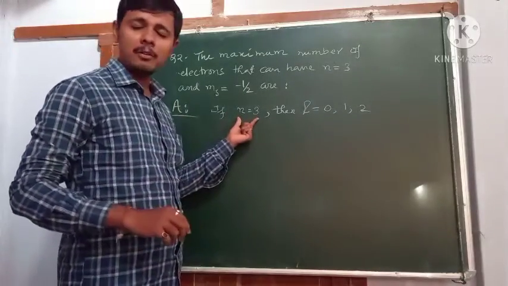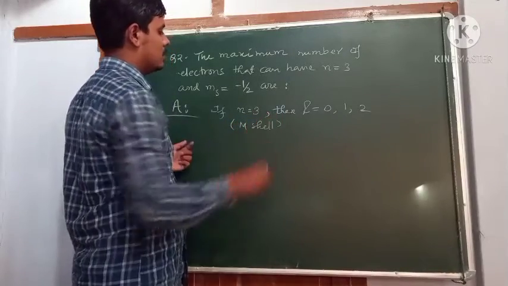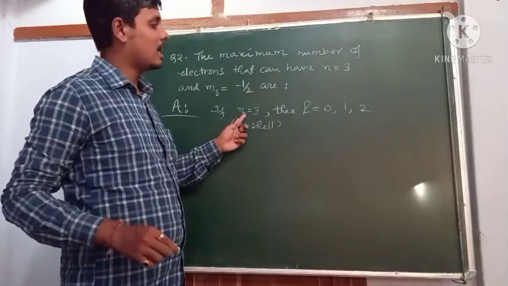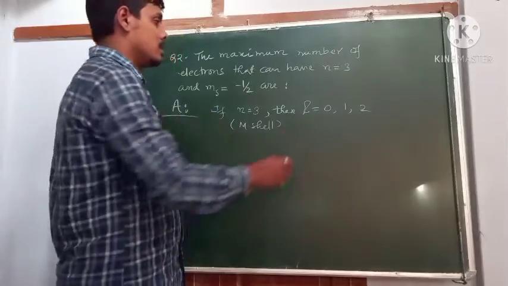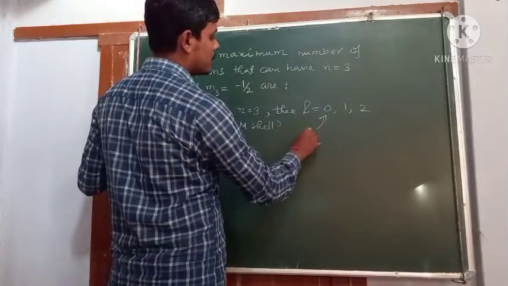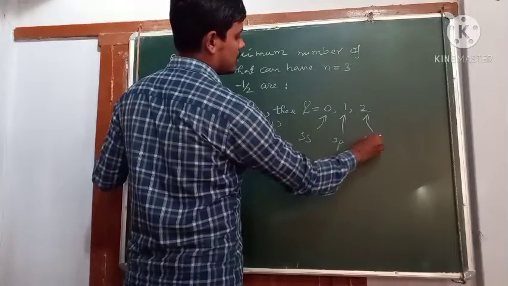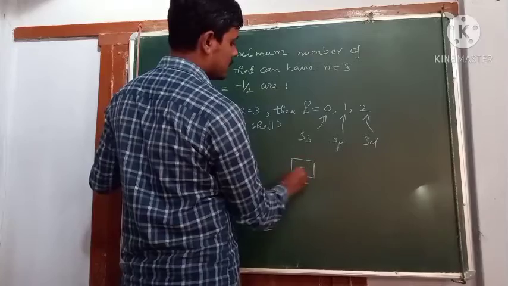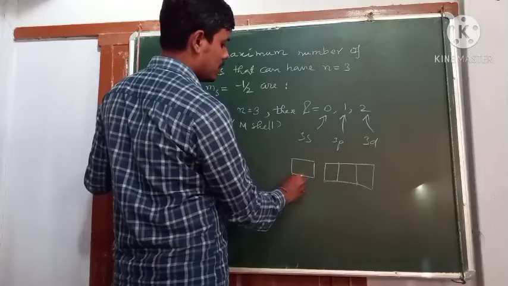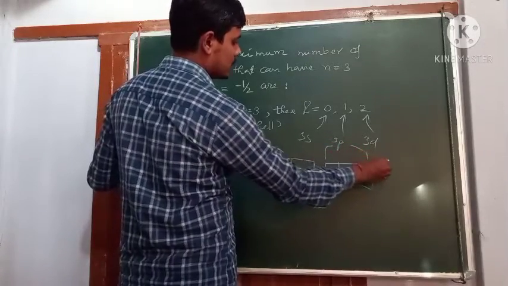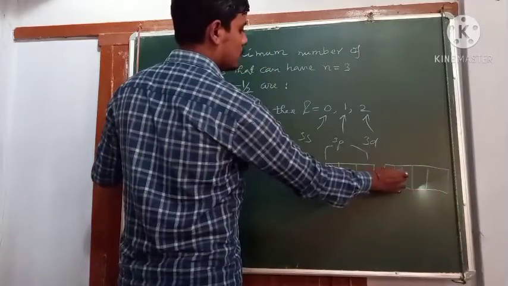So we know that n equals to 3. If n equals to 3, that means M shell. Then l can have 3 values: l equals to 0, 1, 2. For l equals to 0, I have the 3s subshell. l equals to 1, I have the 3p subshell. l equals to 2, I have the 3d subshell. So 3s subshell means 1 orbital, 3p subshell means 3 orbitals, and 3d subshell means 5 orbitals, 1, 2, 3, 4, 5.